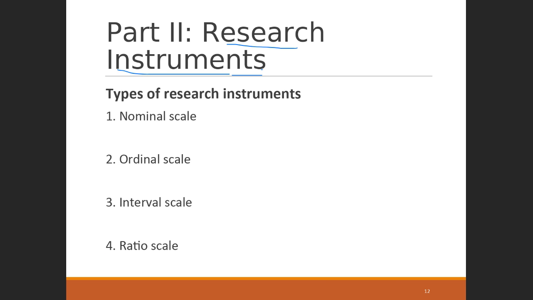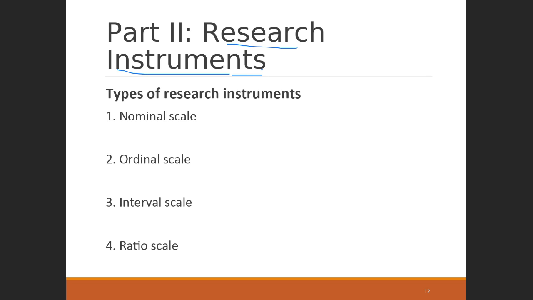Any questions so far about anything which is not clear in the first section of today's session? Okay, so I will continue with the second section.